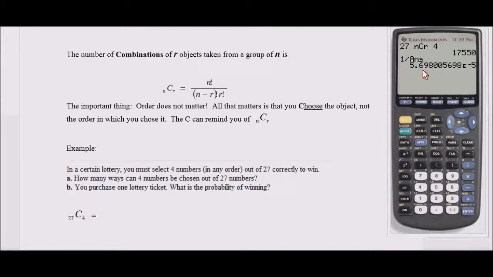Now, in the homework, sometimes it doesn't, but in this example, it wants you to leave it in scientific notation, but round it to the nearest tenth place. So what you'll enter in the homework then is this, 5.7 times 10 to the negative 5, rounding it to the tenth place. So that's how you find combinations. Okay? All right, good luck.